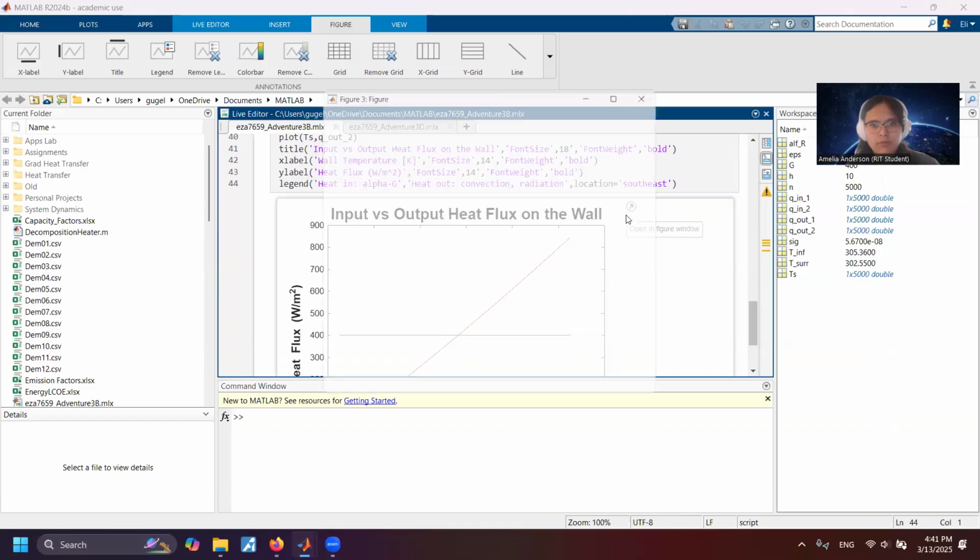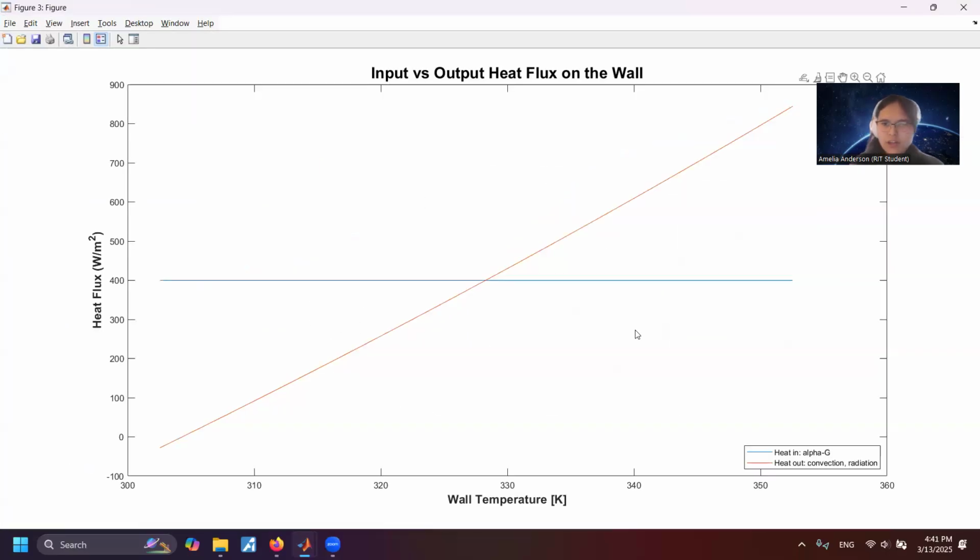We open that one. This actually looks a lot better. We can say here that our heat flux input is just from our alpha G irradiation. That's a flat line because it doesn't change. And then we've got our output of convection and radiation. And as we can see, as wall temperature increases, those two lines intersect at around 329 Kelvin.